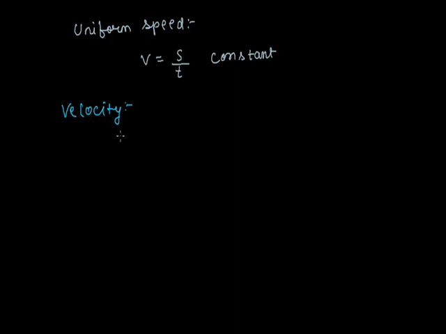Now when I talk about speed, an object is traveling with a speed of 20 meter per second. So it can go in any direction with the speed of 20 meter per second. But when I talk about a body traveling with 20 meter per second to the left, then I'm specifying the speed as well as the direction. So that is the velocity. That is how we define velocity. Velocity can also be defined as the displacement per unit time.